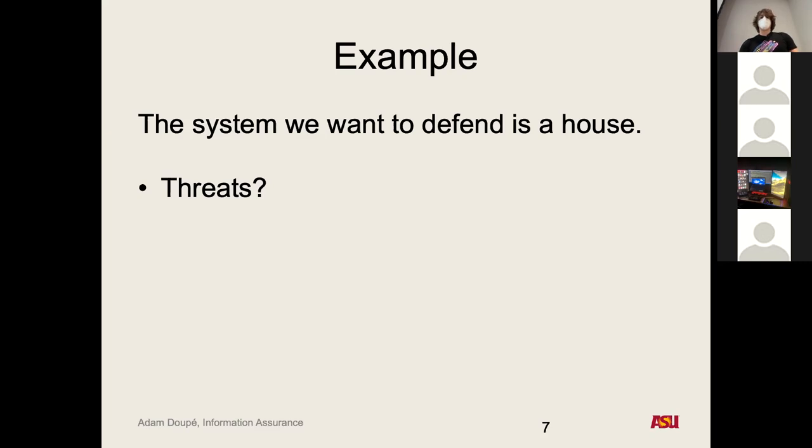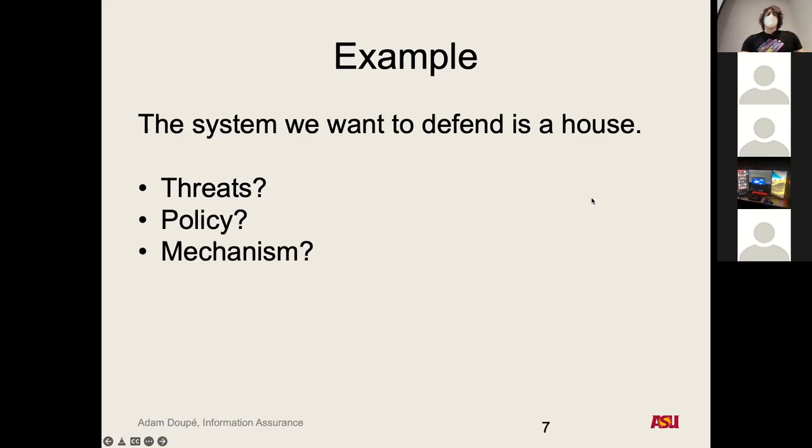And what if we're hell-bent on preventing aliens? Then good luck. You can still do all of the same stuff, but you'd have to start thinking about, okay, what do the aliens want? What methods can they use? How can they get into the house? And then you'd have to think about mitigation. So how can I actually prevent them from doing that? And that's where we get into policies and mechanisms.